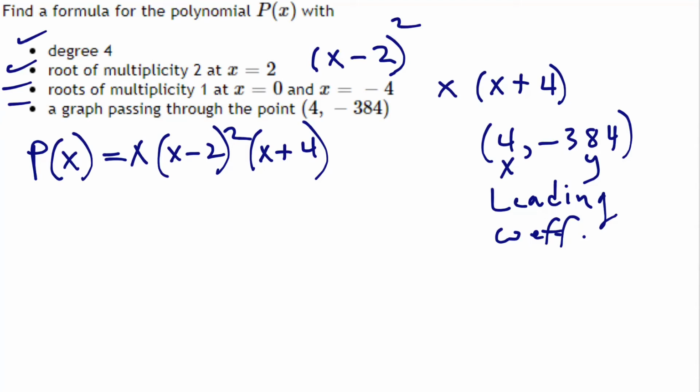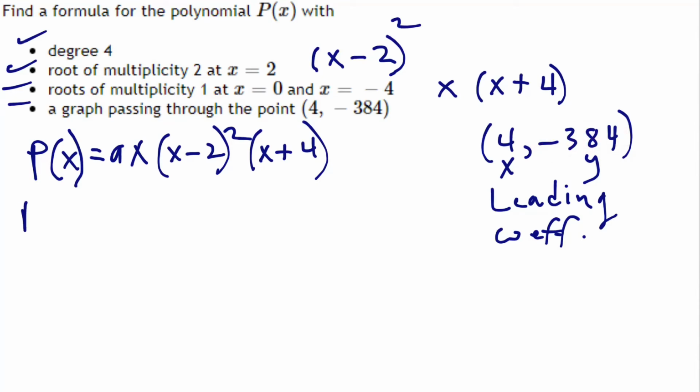So what we're going to do here is, instead of saying that there's a 1 in front there, we know something about that coefficient. So I'm going to say, let's call that an A. All right, let's call that an A right here. So now I'm going to utilize the idea that we know when x is 4 that the value of the function y, or p of x, has to be negative 384.